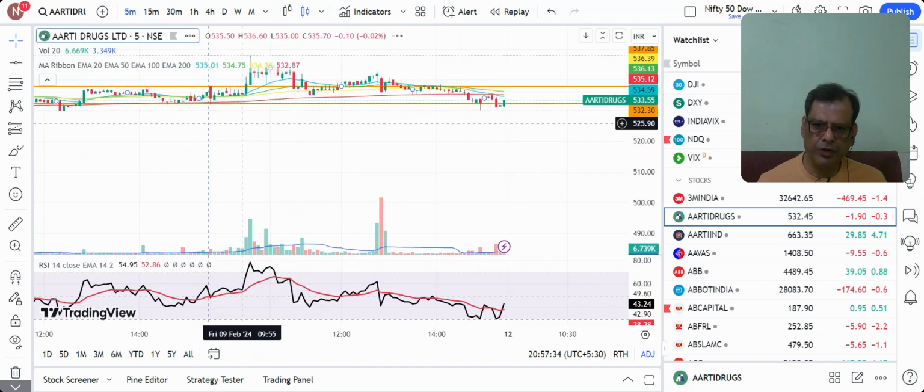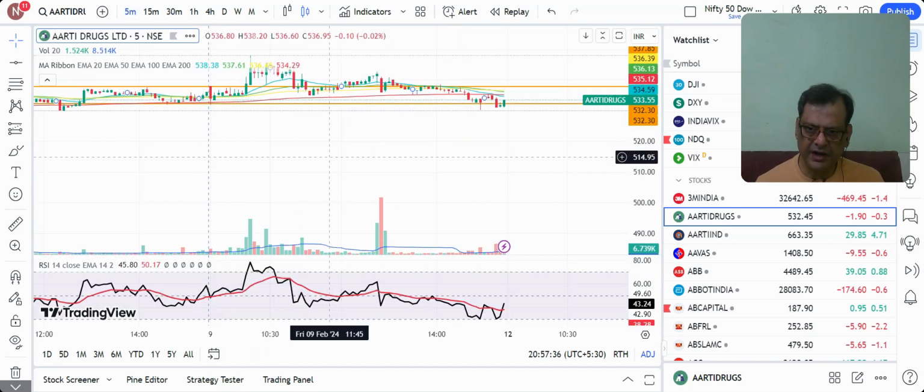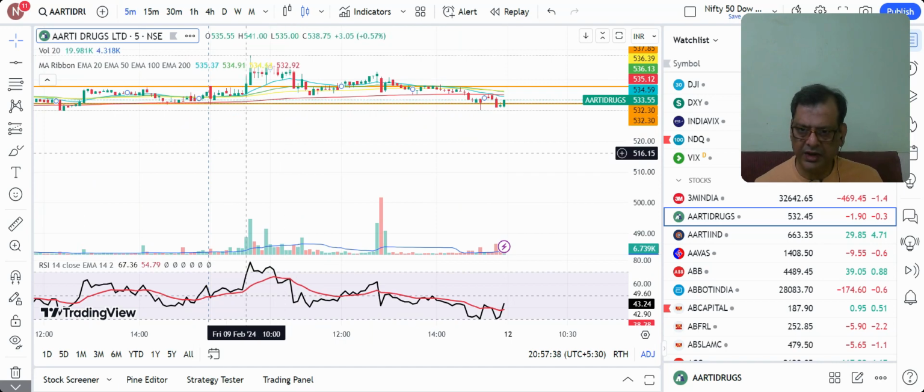So going to 5 minutes again with Aarti Drugs. You're going to fill here, once this candle closes, and this candle is obviously after 9:45, 9:46, and it has closed above the range. So you enter, and let's say you enter here at say 538.75. You enter say 539. Now this price has gone up to 548.